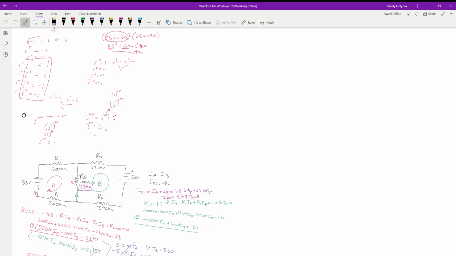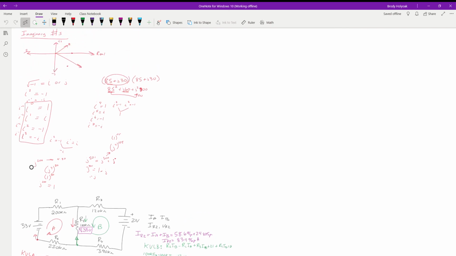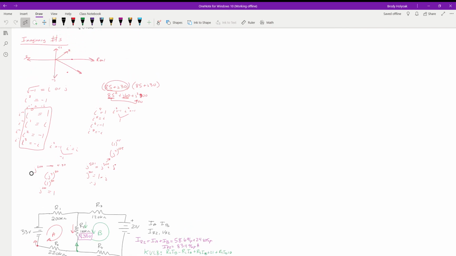So like here, if we wanted to go j to the 200, is this kind of the idea that you were thinking of? Like what's in the other side, like the 85 plus j to the 30. Okay. So these are complex numbers. So that's the next spot.